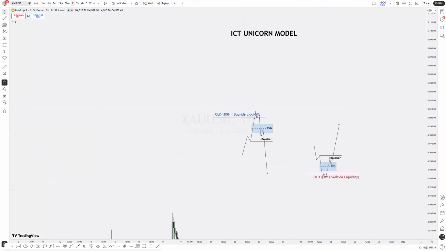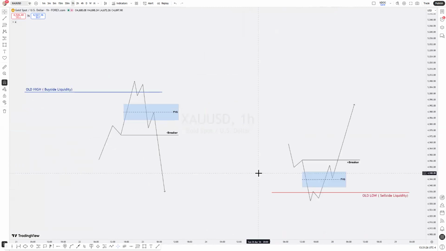Which is referred to as the Unicorn model. On your own time, you can go through and do some research on your own to know how to use it. Now, there are various confluences I have, which I'm not really going to talk about here. You have an idea of what it is. I'm not really going to tell you how I do use it.